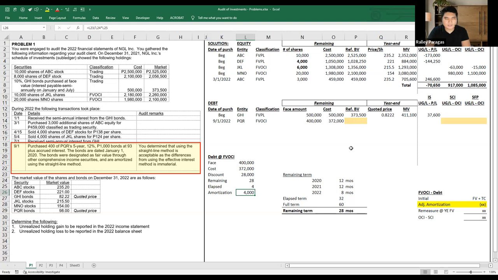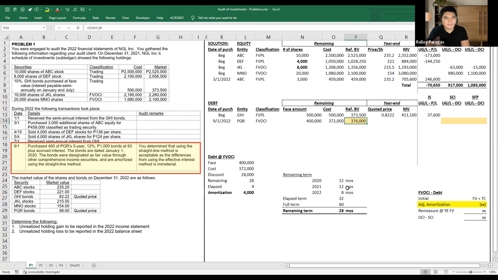So, ano yung gagawin mo dito? So, meron kang amortization ng discount. Okay, remember, discount. So i-adjust natin yung cost natin, yung initial measurement natin. So our reference book value, get the cost, okay? And then since discount yan, the amortization of this discount is an addition to the carrying amount of the debt instrument. So i-add natin yung 4,000. Okay? So 376 yung reference book value natin.